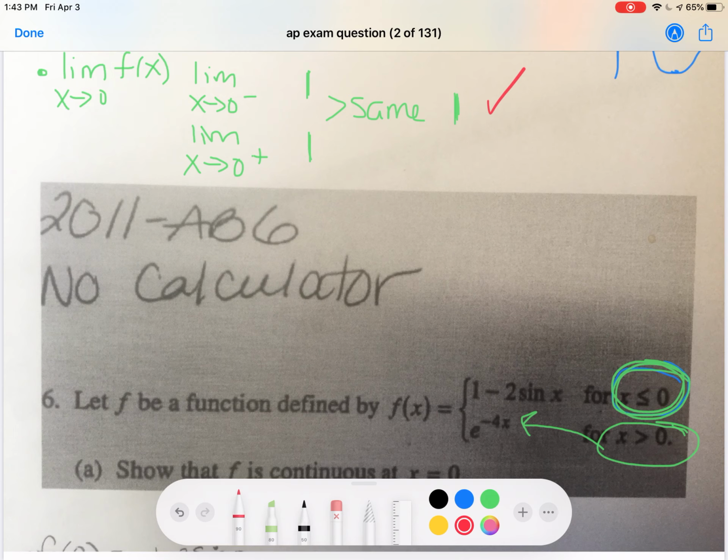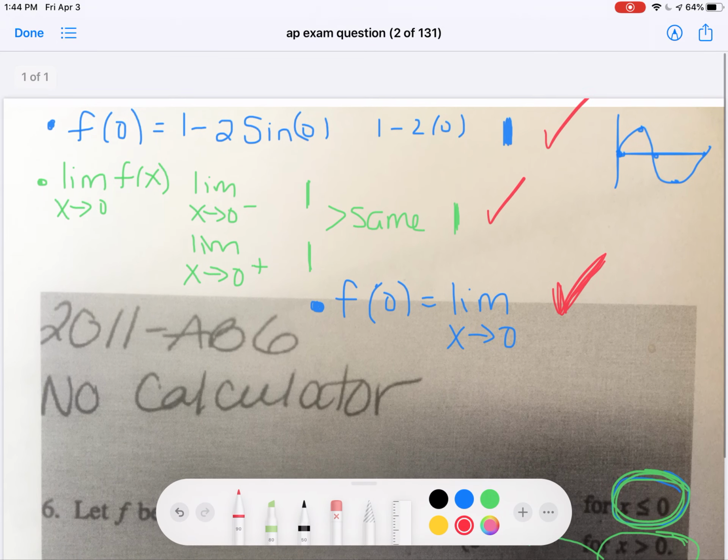And then remember what step number 3 is? I'll just do 3 right here. Does the function value equal the limit? And yes, it does, right? We wound up with both of them being 1s.